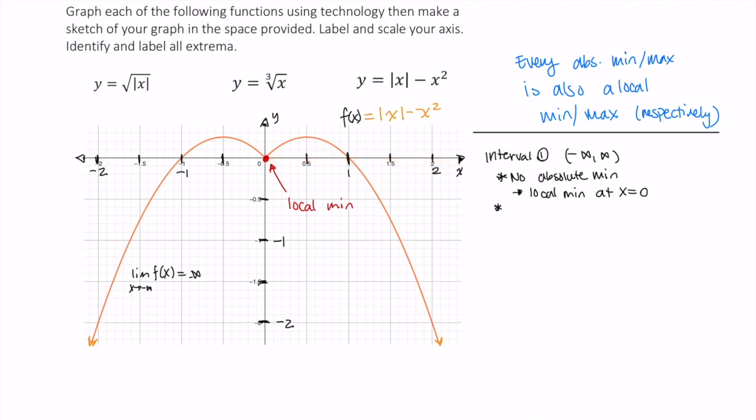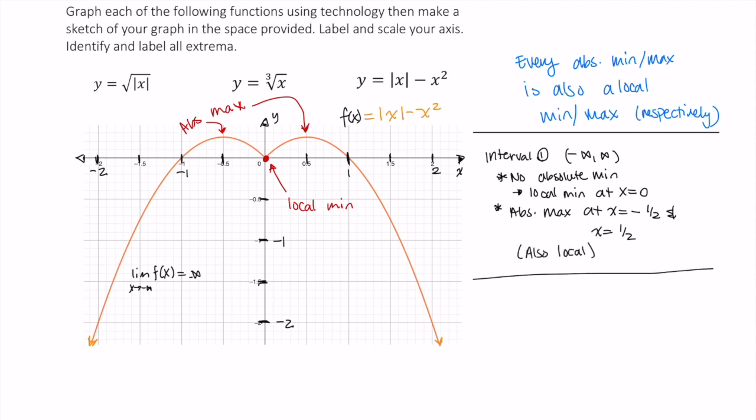All right, so now what about an absolute maximum? I see two of those actually, one here and one here. So absolute max here and here. So at x equals -1/2 and x equals +1/2. And so these are also local.